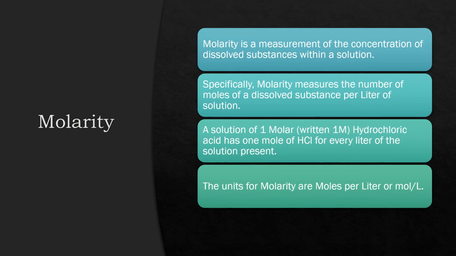Molarity measures the number of moles of a dissolved substance per 1 liter of solution. This means that the units are moles of the solute per liters of the solution. The reason for this distinction will be more obvious when we look at molality. Molarity is written with a number followed by a capital M, where the number indicates the number of moles per liter. A solution of 1 molar hydrochloric acid has 1 mole of HCl per liter of solution, while a 6 molar solution would have 6 moles per liter. Let's try using molarity to do some conversions.